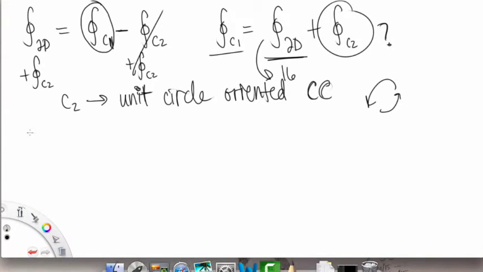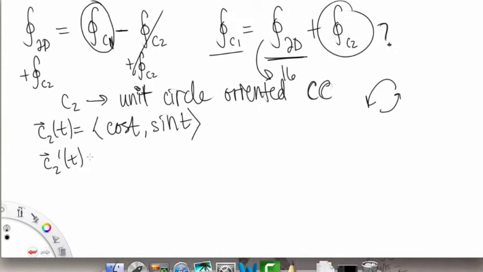Okay, so let's parameterize the unit circle. Our C2 of t is going to be equal to r times cosine t. So r in this case would be 1, so that would just be cosine t. And then for our y component, we just have sine t. And then let's take the derivative because we're computing the line integral, so we'll need that.